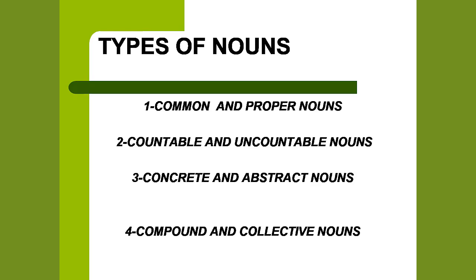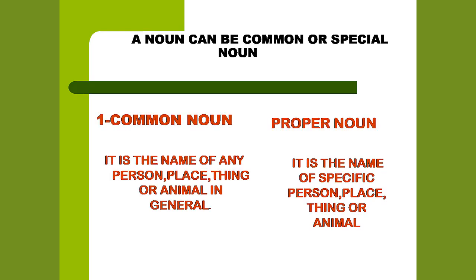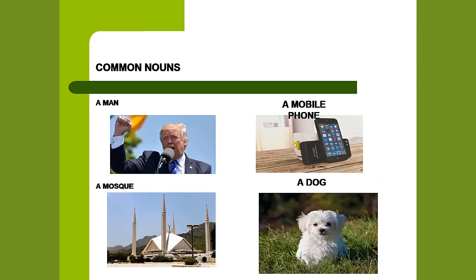Now you can see the definition of common and proper noun. Common noun is the name of any person, place, thing or animal in general, but proper noun is the name of specific person, place, thing or animal. Now there are some examples of common nouns: a man, a mosque, a mobile phone, a dog. These all are general nouns.